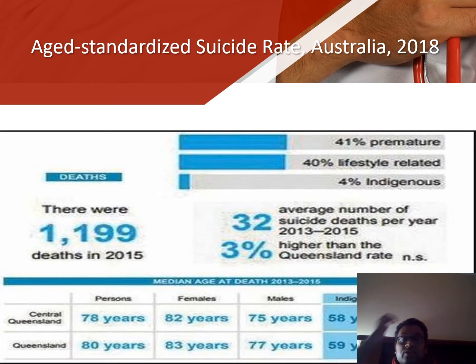It may be due to natural disasters, unemployment, the mining meltdown, and farmers' drought and natural disasters. It's 4% Indigenous. That's another part that we need to discuss and consider as well.